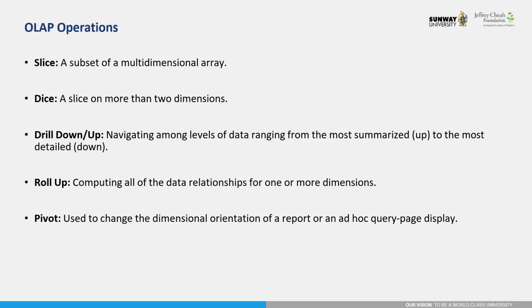Okay, now OLAP operations: we have slice, dice, drill down, roll up, and pivot. So these are five different ways to use the OLAP operations. You can even split a subset of the data. Data always has different dimensions. So dice you use when you have two dimensions, and slice you use when you have multi-dimensional data.